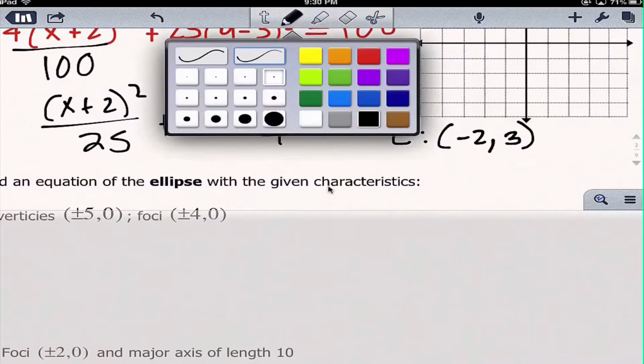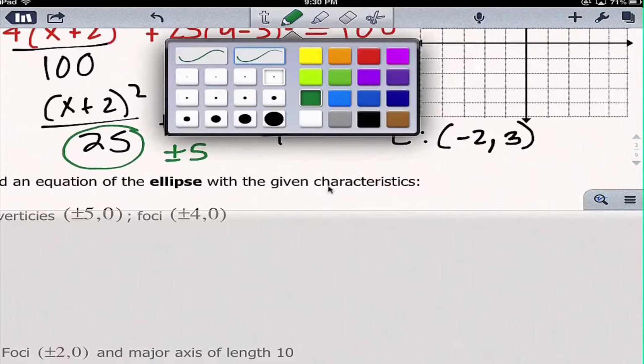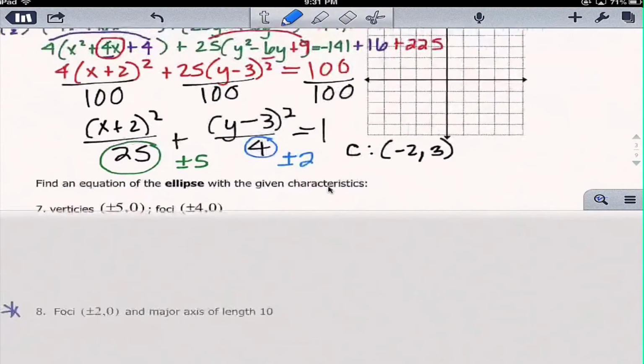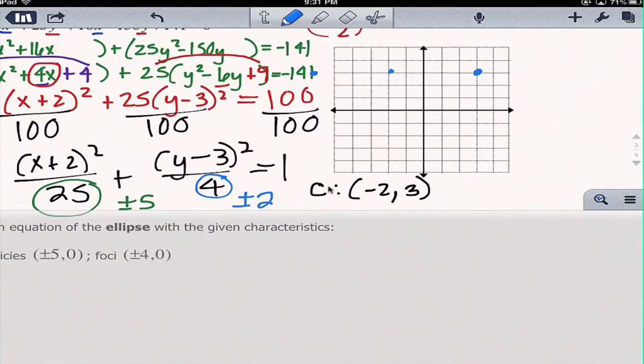If we were graphing this, this denominator of x is telling me how far out I'm moving in the x direction, and the denominator of y is telling me how far I'm moving in the y direction. So I am always going to square root that value. So in this case, I'm going to move to the left 2 and up 3. I'm going to erase some of my work here just to help me with my graph. So negative 2, up 3. I'm going to move out 1, 2, 3, 4, 5, 1, 2, 3, 4, 5, and then up 2 and down 2.